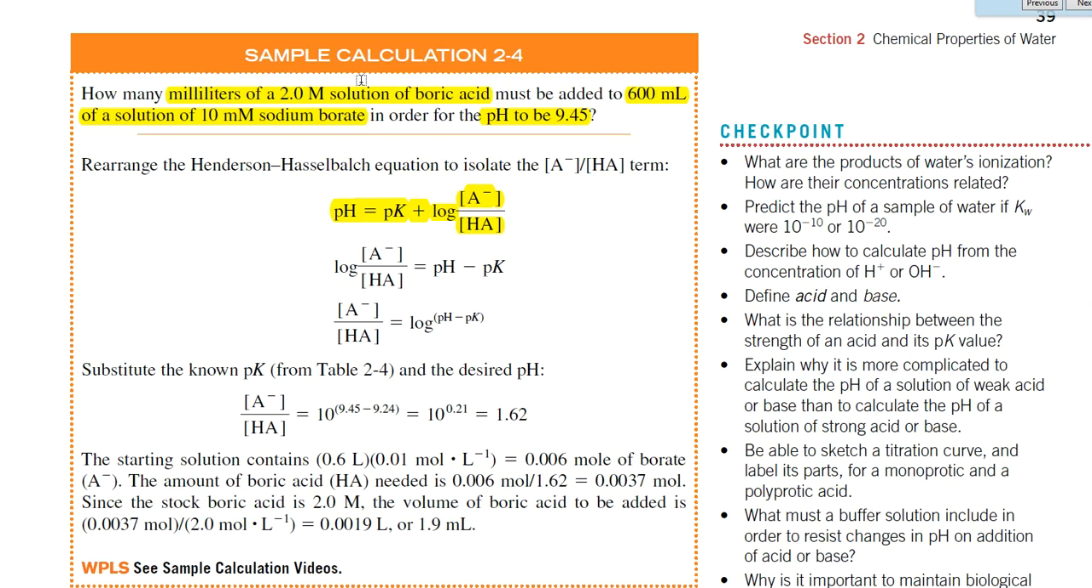And the last question for today's class is: how many milliliters of a 2 molar solution of boric acid must be added to 600 milliliters of a solution of 10 millimolar sodium borate in order for the pH to be 9.45?